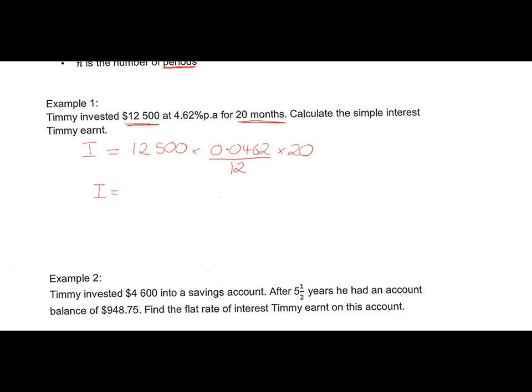All into a calculator, you will find that that comes out as 962.5. But what we then remember is that this is money, so it's dollars, which means we need to have 2 decimal places. So we write the final answer as $962.50.